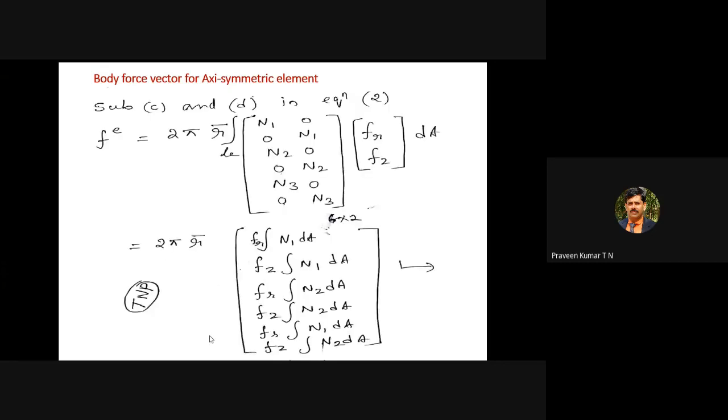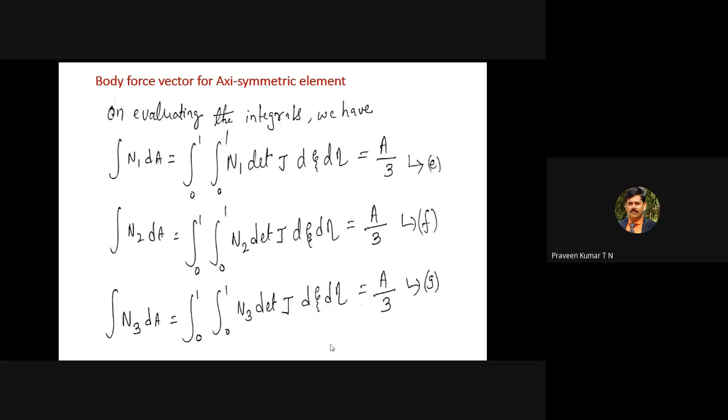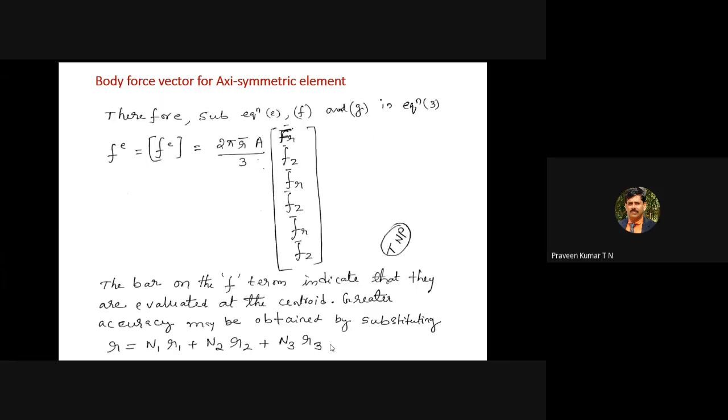So finally, we get one equation for Fr and Fz in terms of N1, N2. That is the equation for the body force vector. There is no need to derive all those equations, but the integration of N1 dA is equal to A by 3. Like that, we have three equations. Finally, we have the equation for body force: 2 pi R bar A divided by 3. Here 2 pi R is nothing but the perimeter, and A refers to the volume. Then volume into force is nothing but your body force.